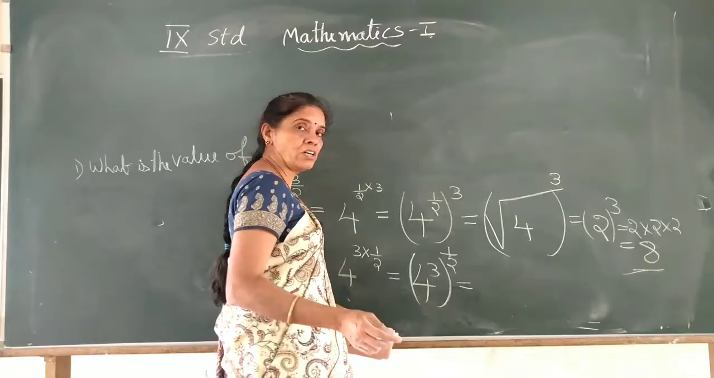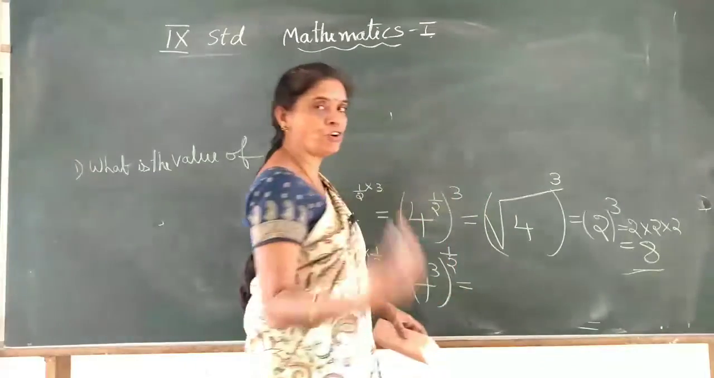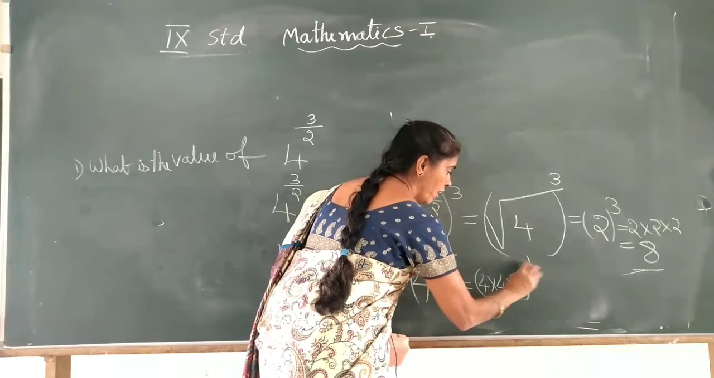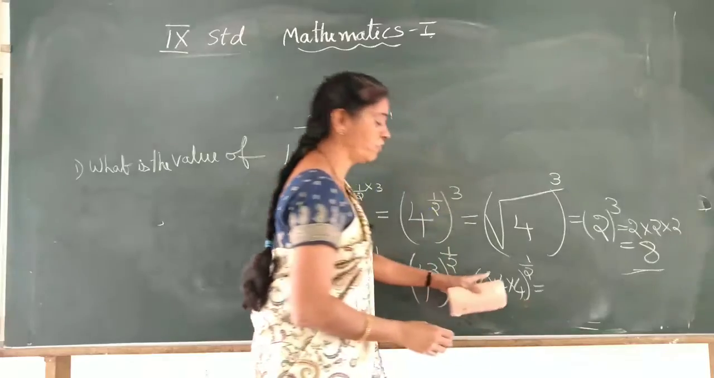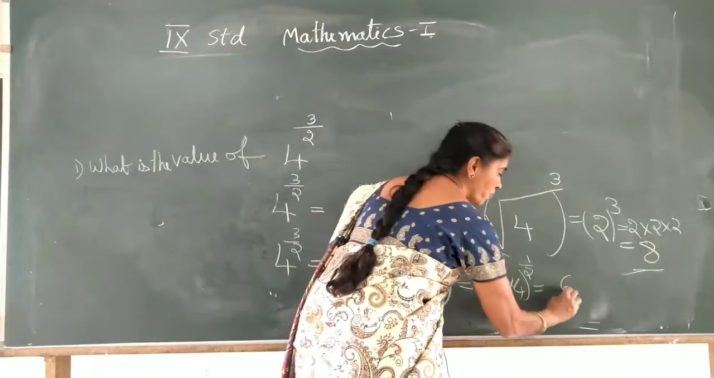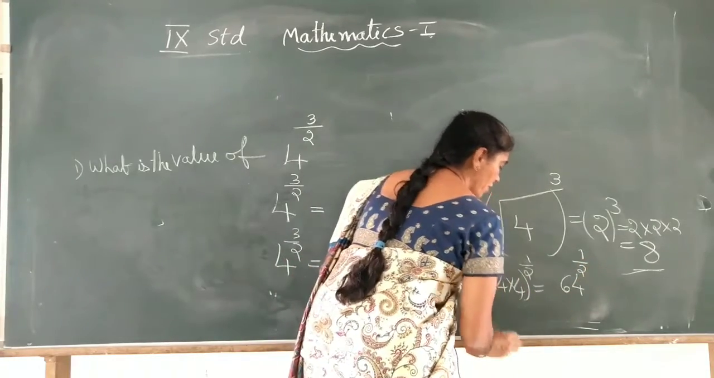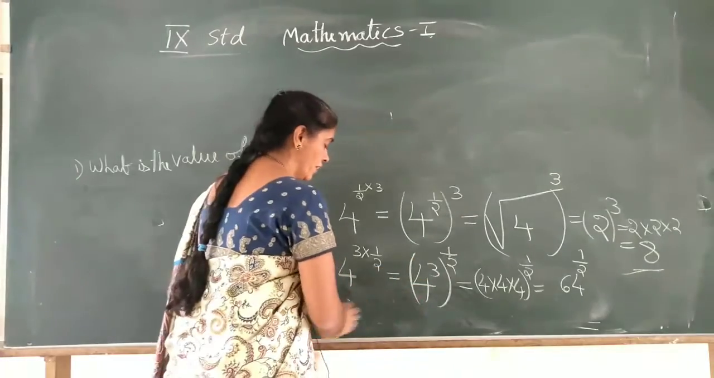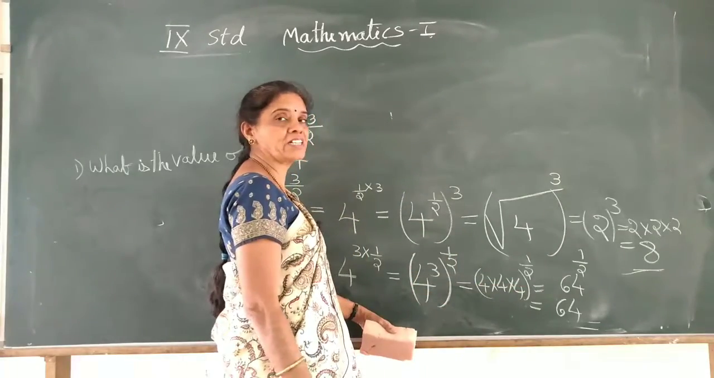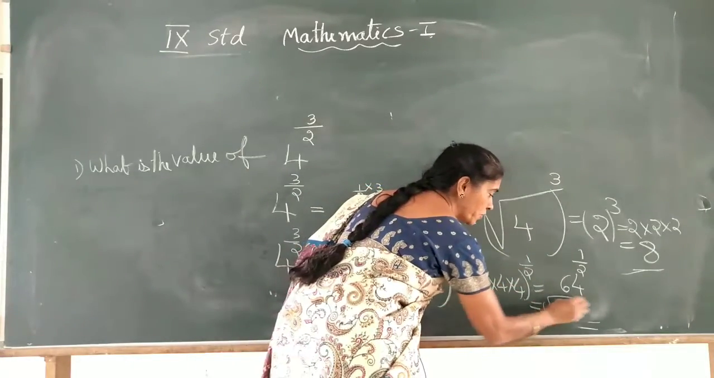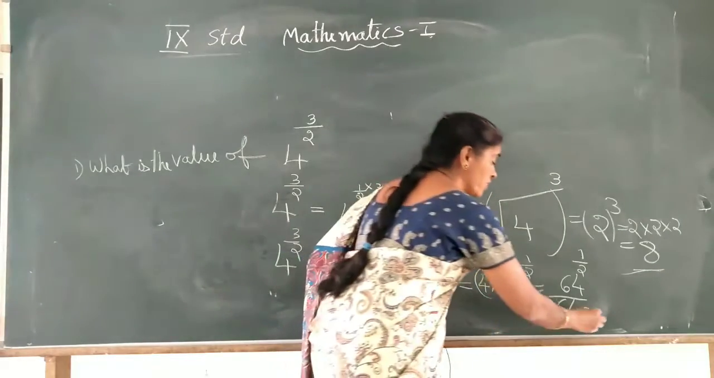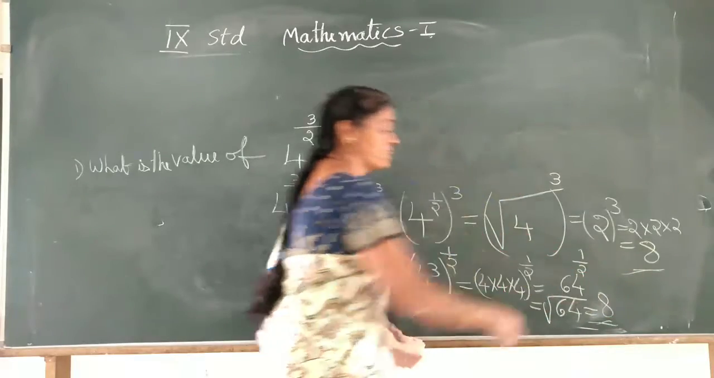4 cube is how much? 4 cube is 4 into 4 into 4, to the power of half. 4 4s are 16. 16 4s are how much? 64 to the power of half. Now 64 to the power of half can be written in the root form: 1 by 2 is nothing but square root. Square root of 64. Square root of 64 is how much? Square root of 64 is 8. We got the same answer.